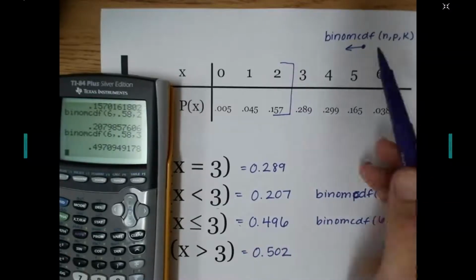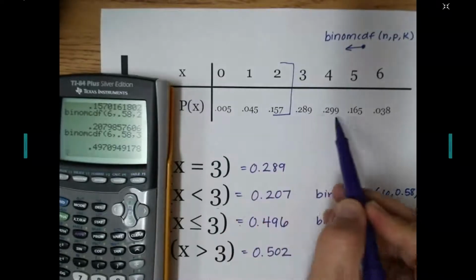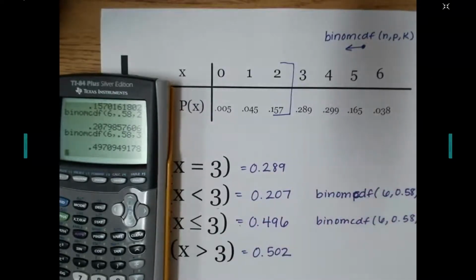Now, I have a calculator key that finds exact probabilities. That's PDF. That's how we found all these individual probabilities of exactly this many successes. I have a calculator key that goes from a certain point back, cumulative. That's what we did here and here, from 2 back or from 3 back. But what happens if I want above? Well, if I want above a certain number, I don't have a calculator key that does that.